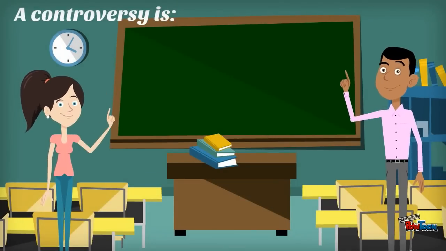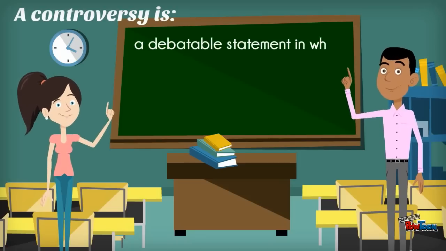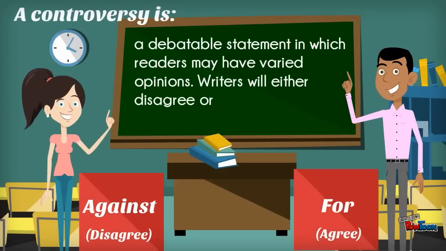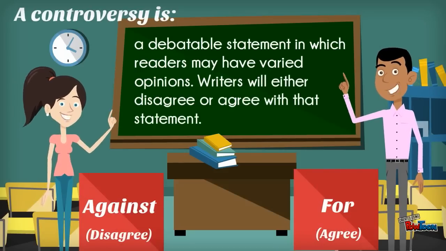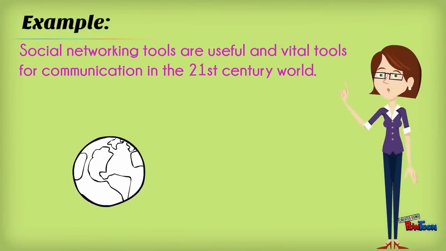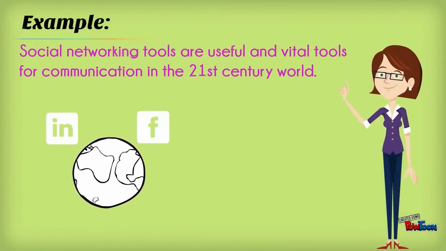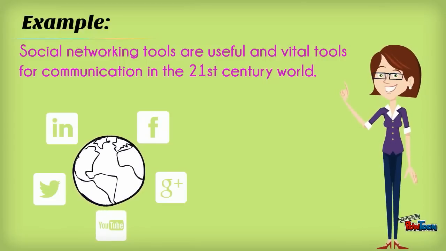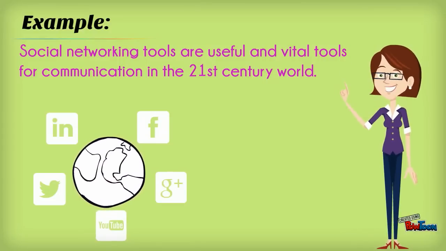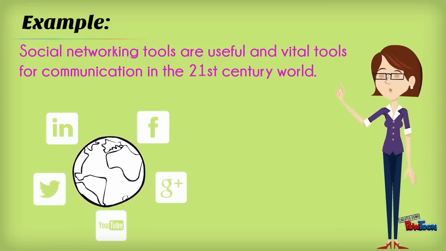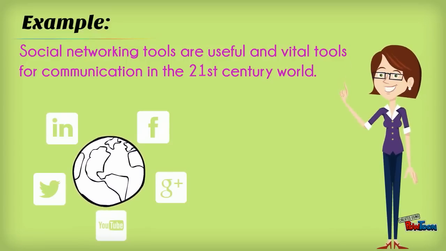The controversy is a debatable statement in which readers may have varied opinions. Writers will either disagree or agree with that statement. For example, social networking tools are useful and vital tools for communication in the 21st century world. From this statement, we understand that some people might agree or disagree with this statement. We can conclude that this is the main argument of the topic.